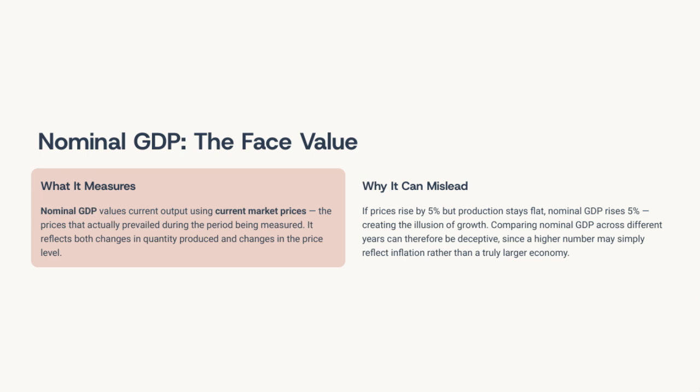Now, let's talk about what nominal GDP actually measures. It evaluates the current output using current market prices. That is, the prices that were actually in effect during the period we're looking at. So, it captures both two key things: changes in how much we produce and changes in prices. Because of this, nominal GDP can sometimes give a skewed picture of economic growth if we're not careful. It's like looking at a face value, hence the term nominal, which can be useful, but also potentially misleading if we don't consider the underlying factors like inflation. That's why understanding what nominal GDP measures helps us interpret economic data more accurately in this overall context.